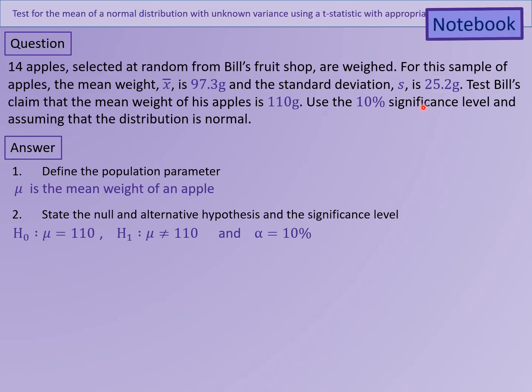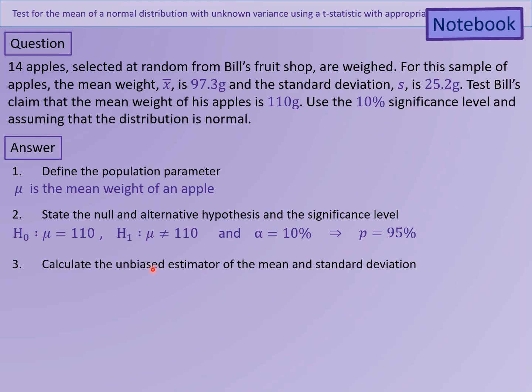The alpha value is 10%, but don't forget, because it's a two-tailed test, we are looking at halving that to get 5%. So it's important to make sure that you're thinking about what the probability is going to be from your significance level. Okay, once I've done that, calculate the unbiased estimation of the mean and the standard deviation. Now both of those are given to us in this question. It's more likely sometimes you have to calculate those two bits yourself.